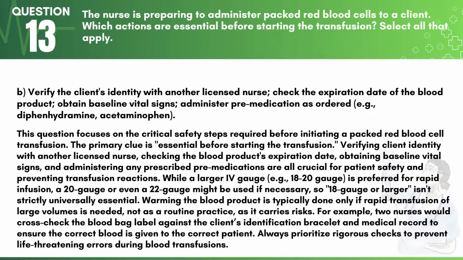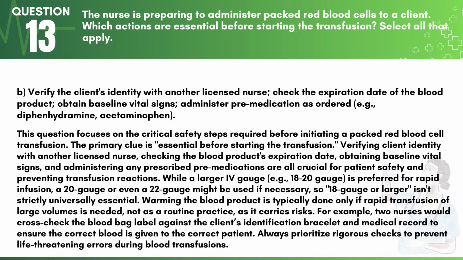Verifying client identity with another licensed nurse, checking the blood product's expiration date, obtaining baseline vital signs, and administering any prescribed pre-medications are all crucial for patient safety and preventing transfusion reactions. While a larger gauge, e.g., 18 to 20 gauge, is preferred for rapid infusion, a 20 gauge or even a 22 gauge might be used if necessary, so 18 gauge or larger isn't strictly universally essential.